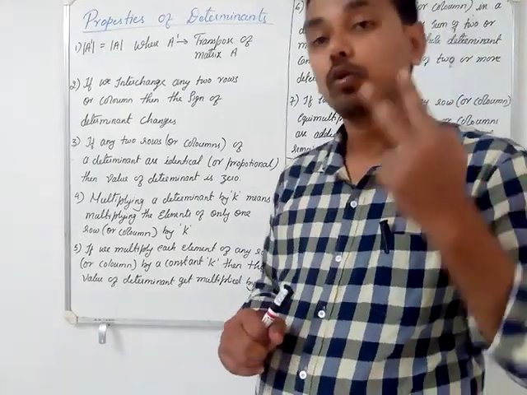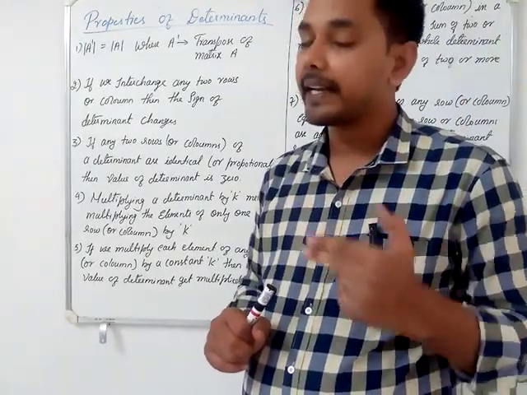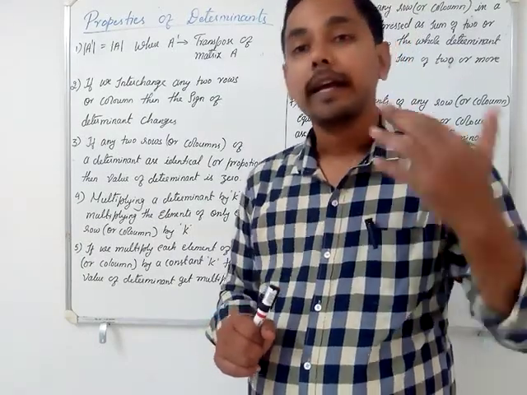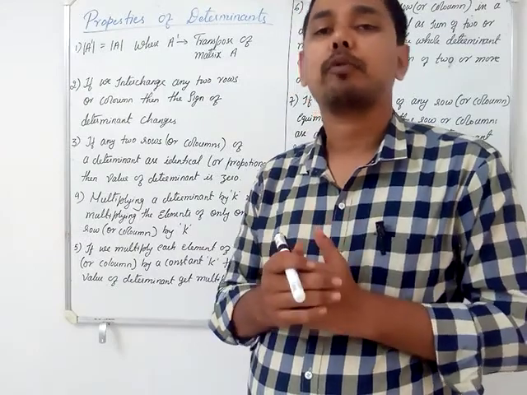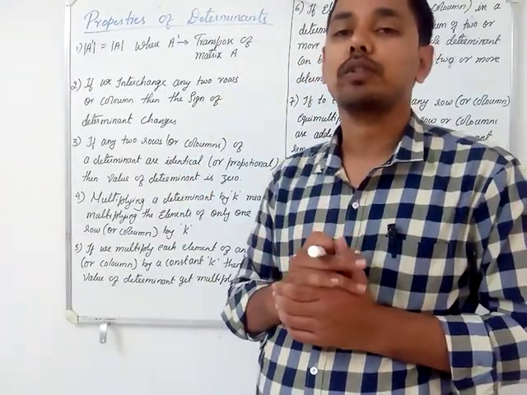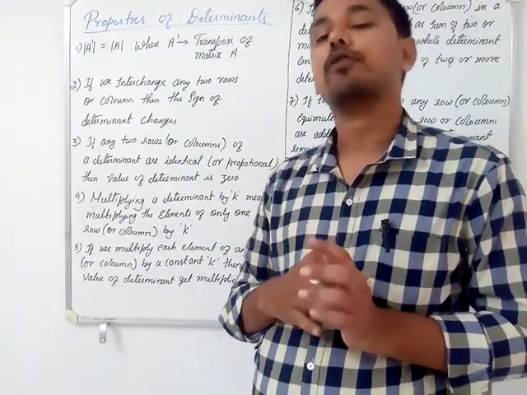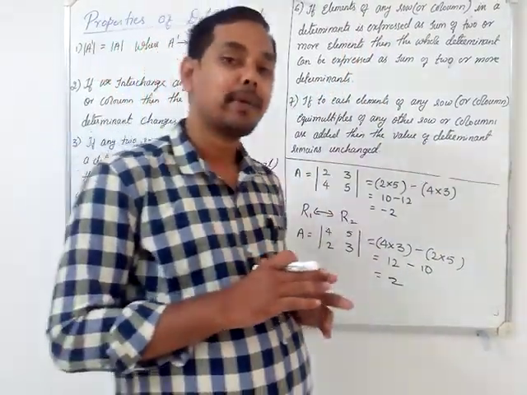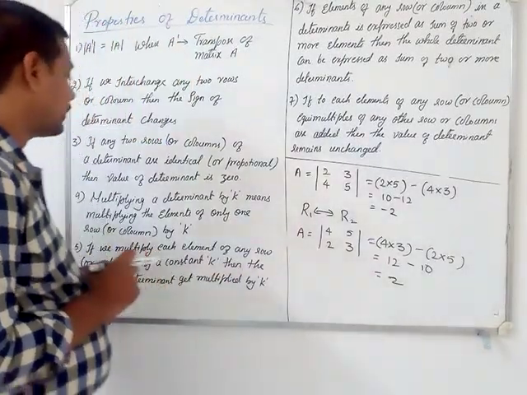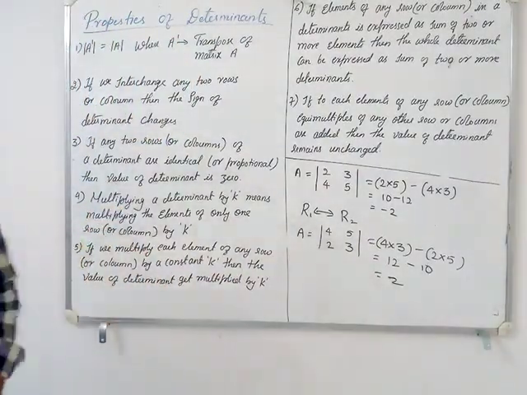If two rows or two columns are identical, that is the same values, or if two rows or two columns are proportional, proportional means they should be in the same ratio. The corresponding elements of two rows or two columns should be in the same ratio. Then the value of determinant is 0.